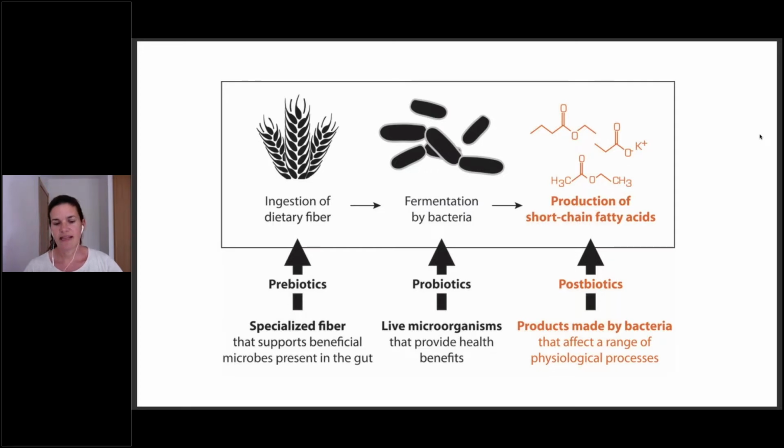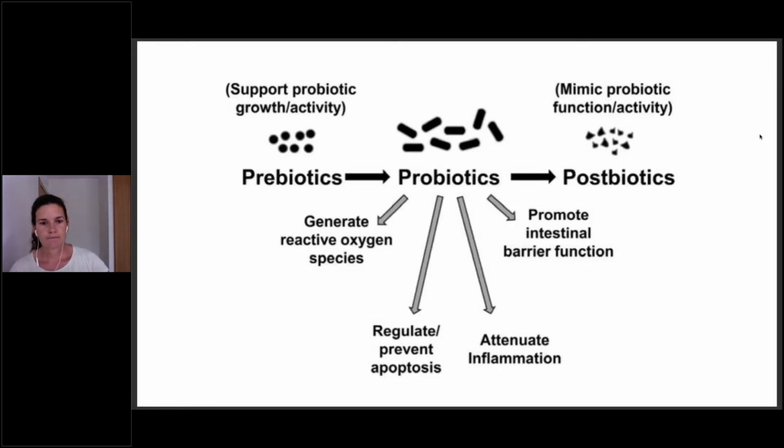the probiotics we all know about, live microorganisms that provide health benefits. And by the interaction of these two, we would have the postbiotic we're talking about today, especially the production of short-chain fatty acids like butyrate. So the prebiotic would be the food, let's call it, for the probiotics. They will support the probiotic growth and their activity. And then the postbiotic would be the molecules that are produced by this interaction, and they mimic the function or the activity. They're mainly responsible for the activity of the probiotic.